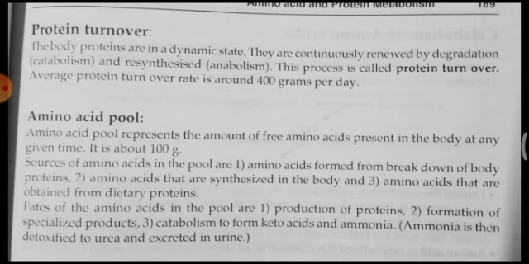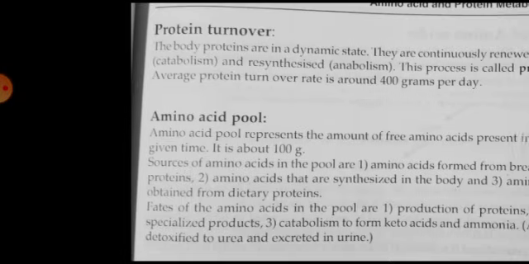The fate of amino acids in the pool, the amino acids which are present in our body, is used first for production of proteins, second for formation of specialized products, and third for catabolism of amino acids to form keto acids and ammonia. So the first one is protein turnover, and the second is about how amino acid is produced or present in the body and why it is used.